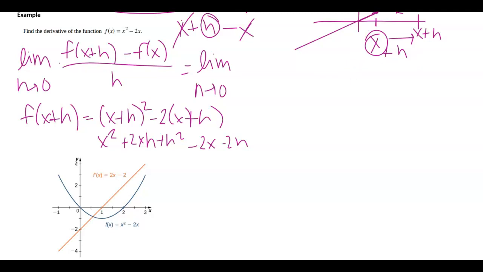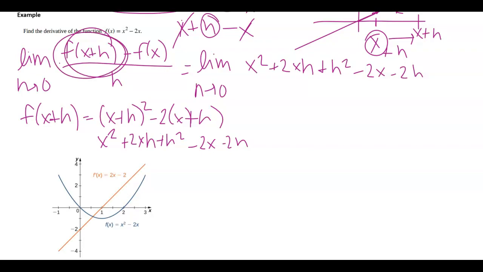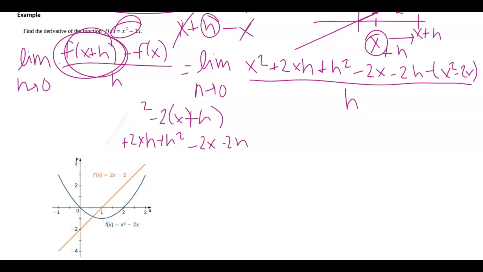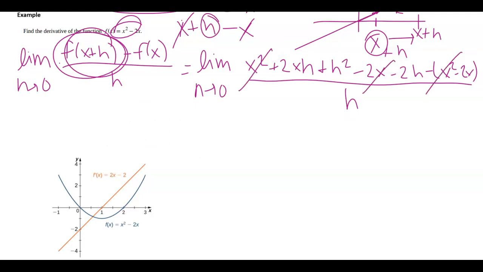I'll erase some of this so I have room. Okay, so x squared plus 2xh plus h squared minus 2x minus 2h. That's my numerator piece for f of x plus h. And then I need to say minus f of x, all over h. All right, everything in f of x should cancel. That's one step that will always be true.